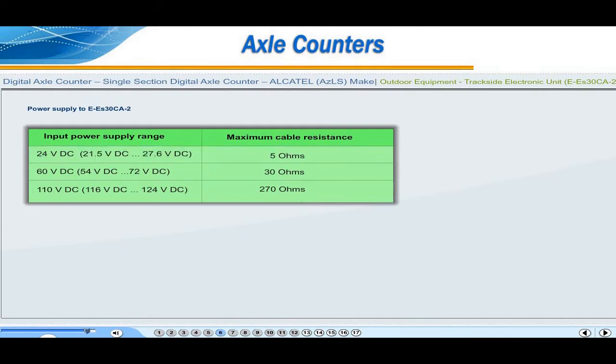24-volt DC supply whose range is between 21.5 volt DC to 27.6 volt DC with a maximum cable resistance of 5 ohms. 60-volt DC supply whose range is between 54-volt DC to 72-volt DC with a maximum cable resistance of 30 ohms. 110-volt DC supply whose range is between 116-volt DC to 124-volt DC with a maximum cable resistance of 270 ohms.